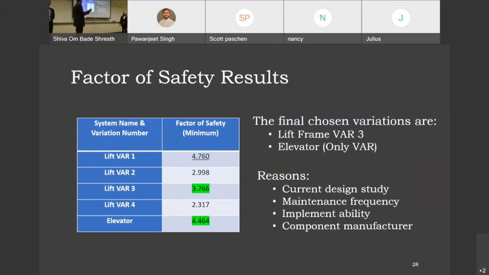Ultimately, it comes down to factor of safety. We had the highest factor of safety for lift variation 1, but we chose variation 3, the next design, because the first one has threaded connections as I talked about, and it is what the current hydraulic system has, and that probably creates part of the misalignment problem. So we moved away from that and used a manufacturer-made component. It's easier to have maintenance done because we can easily take the pins out.